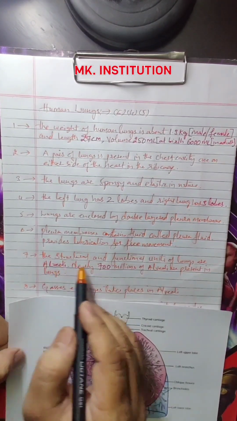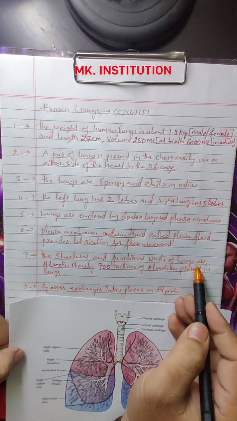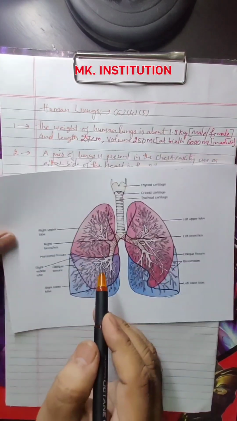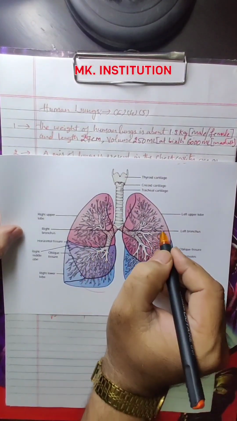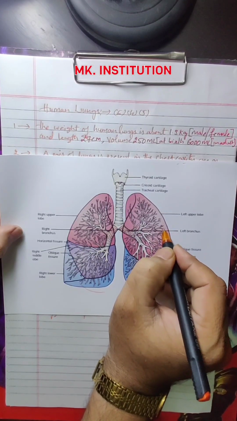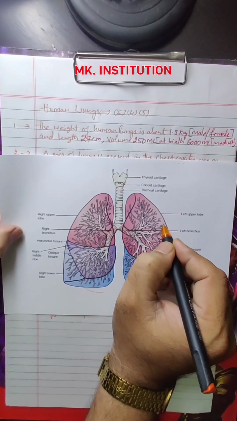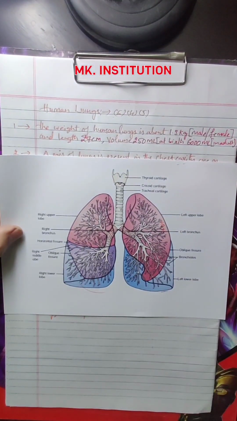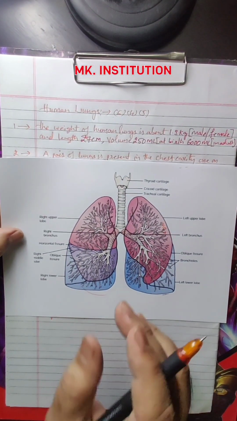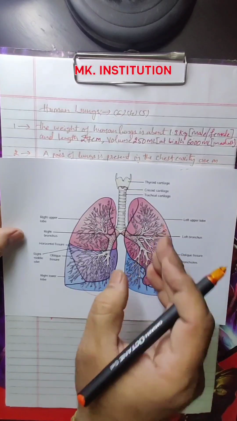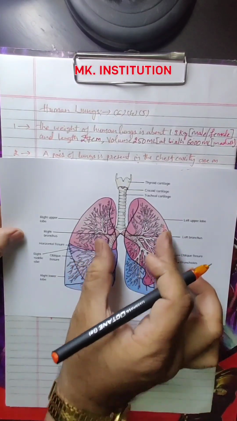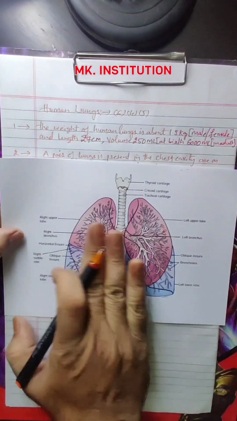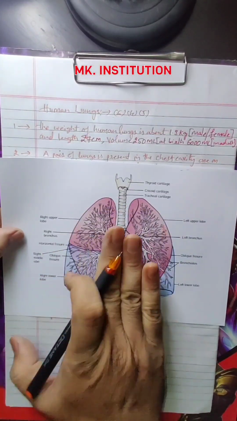What is the next one here? The structural and functional unit of the lungs is nothing but the alveoli. In the lungs there are grape-like structures, small ball-like structures. In the textbook they have given the diagram, you can check it. They are called alveoli, alveolus or alveoli. There will be nearly 700 million alveoli in the right and left lung together.